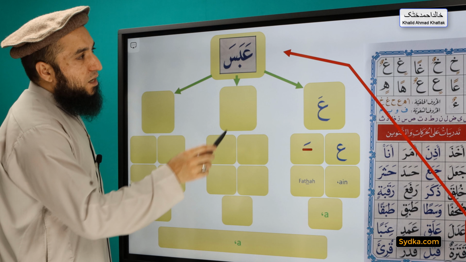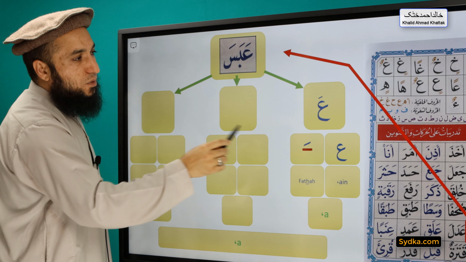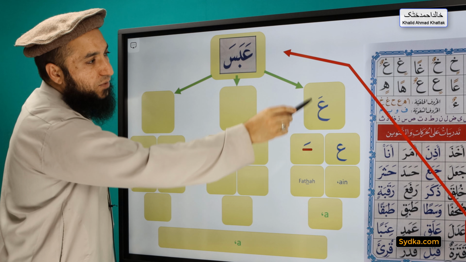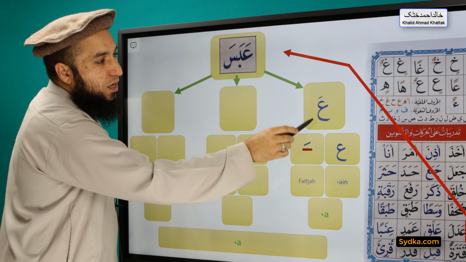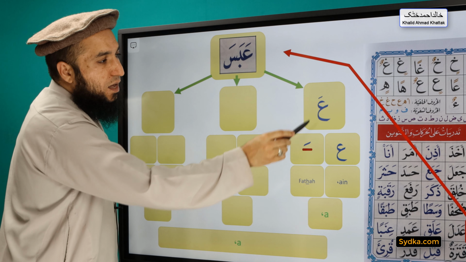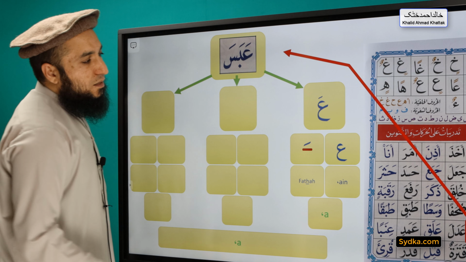The next word we have is abasa, it has three syllables. The first syllable is ayn fatha, a. Ayn is not silent and we have fatha on top of it. Ayn fatha, a.